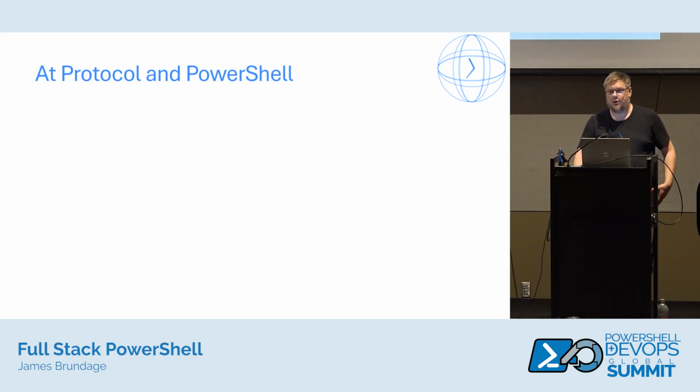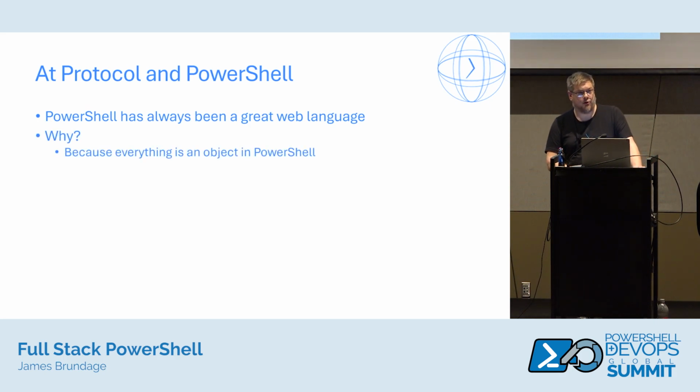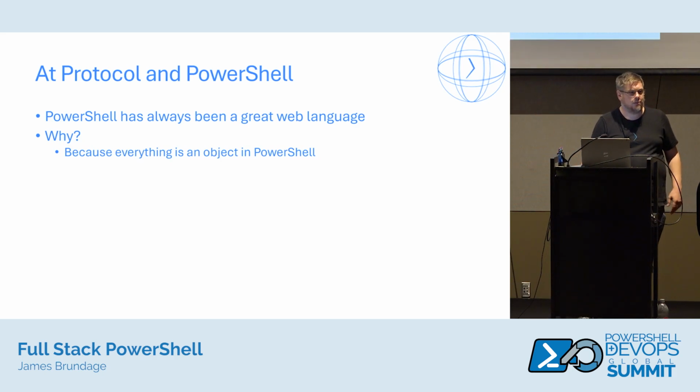AT Protocol and PowerShell. Who knows what AT Protocol is? Okay. So PowerShell has always been a great web language. Why? Because everything is an object in PowerShell. In fact, this isn't something we're really harping on here, but that's its big strength in a web context, is I can wait until the last possible second to return it as the content type you want. I could represent something and have it be rendered as HTML or CSS or SVG or any number of content types, basically by changing what I'm piping it to.